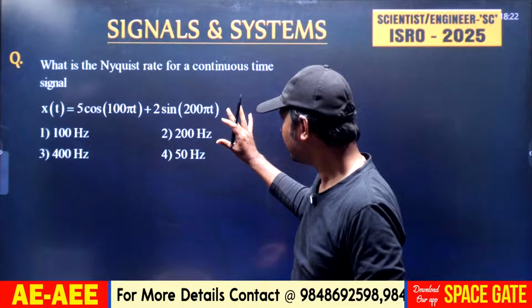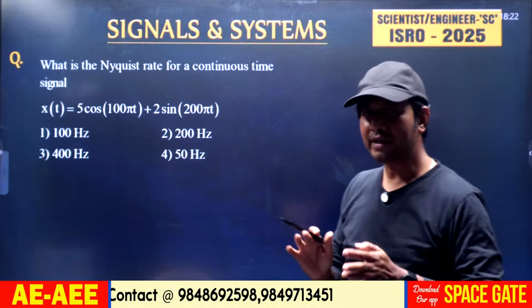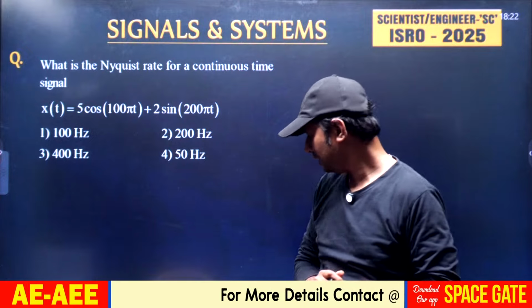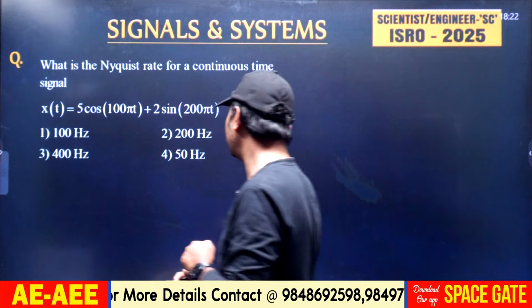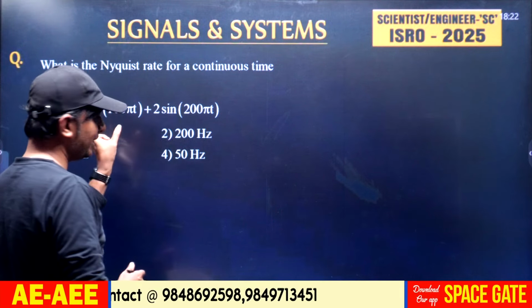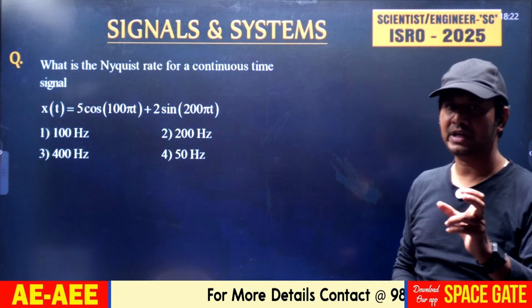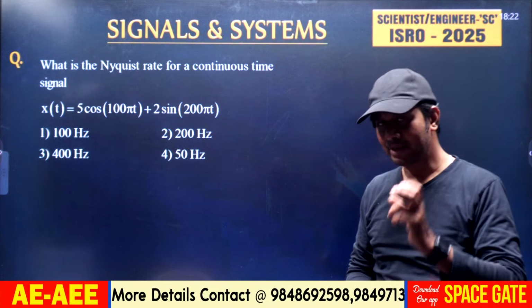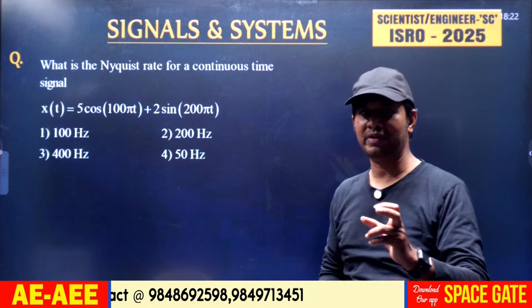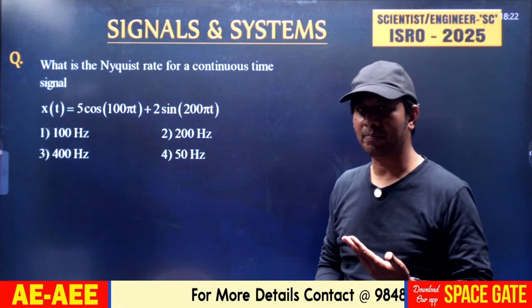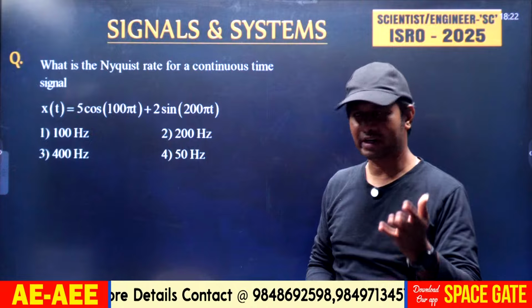First of all, before going to solve this problem, what is the principle involved in calculating the Nyquist rate? In order to calculate the Nyquist rate, in the given signal, you try to get the highest frequency component. After getting that, twice the highest frequency component gives you the Nyquist rate.